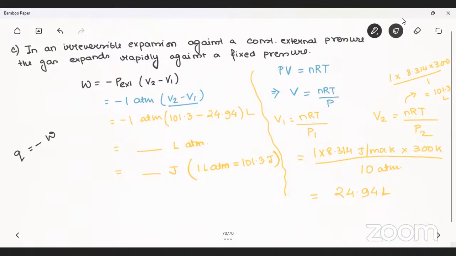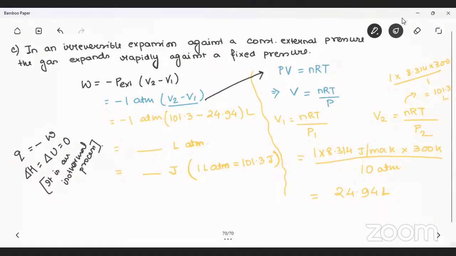Enthalpy change, that is delta H, and the total energy change will be 0. Why? Because it is an isothermal process. So is this part clear? Part C. Is this part clear, everyone? Clear or not? Anyone, any doubt, you can ask me.